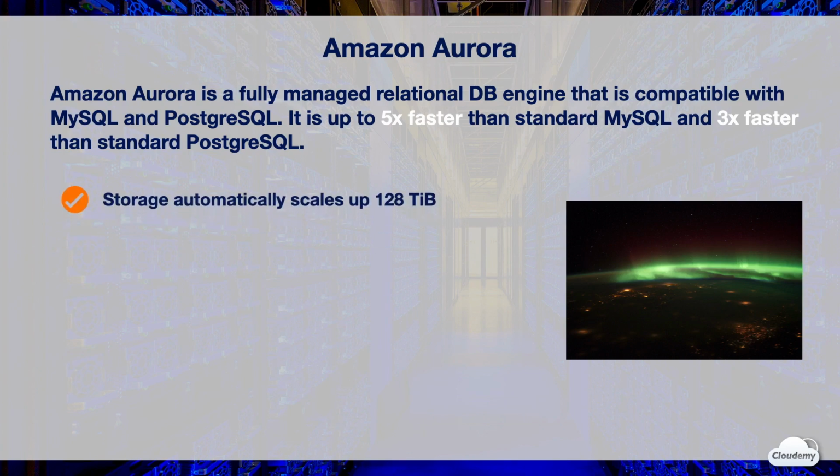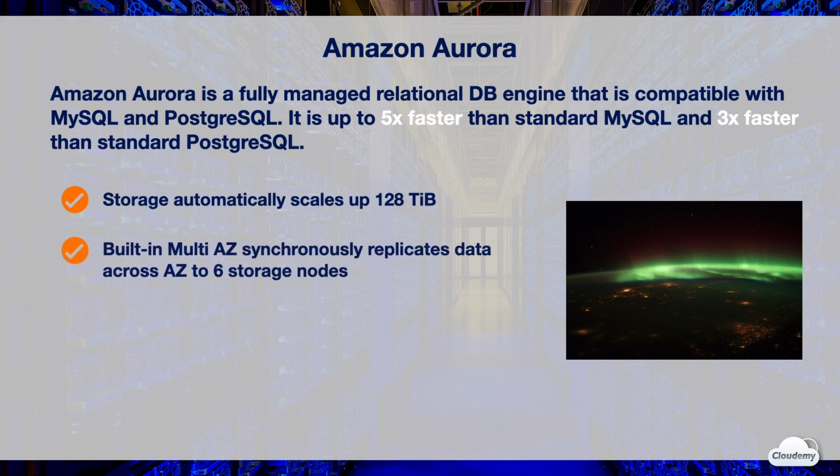Aurora database is highly scalable. The underlying storage can automatically scale up to 128 TB. Aurora database has built-in multi-AZ high availability. When you write data to the primary DB instance, data is synchronously replicated across availability zones to 6 storage nodes.